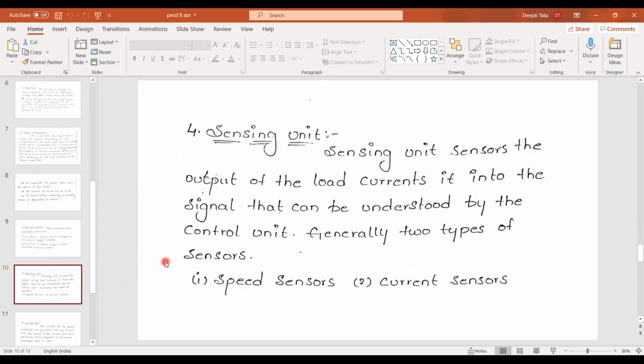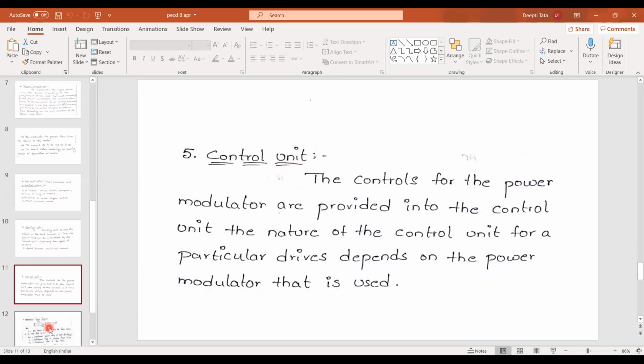Sensing unit means, as I have already told you, the device which is going to sense the output parameters. It may be current or speed. If the current is going to be measured, then we can call it a current sensor. If the speed is going to be sensed, then we can call it a speed sensor. That means only two types of sensors are present. But if required, you can use both, that is speed and parallelly current also. And the last one is the control unit.